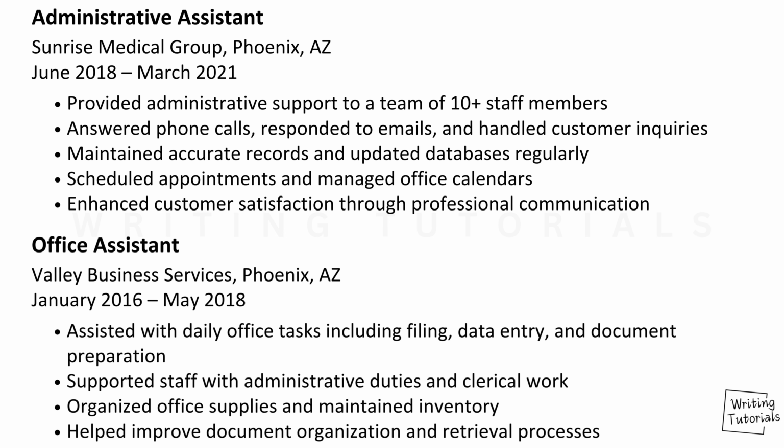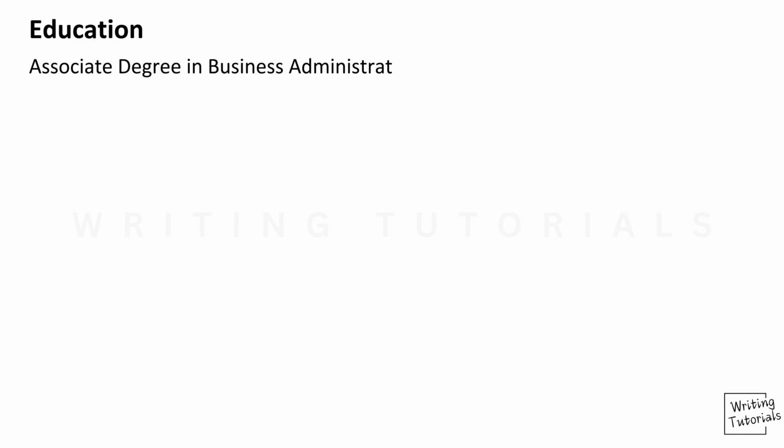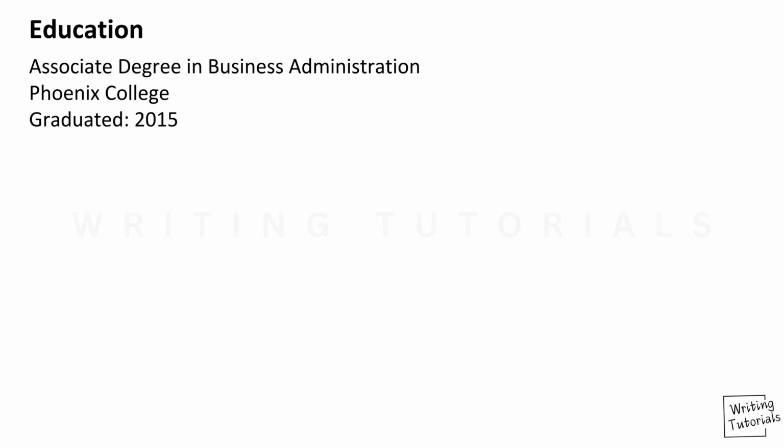Tip: always use action verbs like managed, coordinated, prepared, and include results when possible. Education. Now let's look at education. Here is the full sample. Associate degree in Business Administration, Phoenix College. Graduated 2015. This section confirms your academic background. Keep it simple and clear. Degree, school, and graduation year.